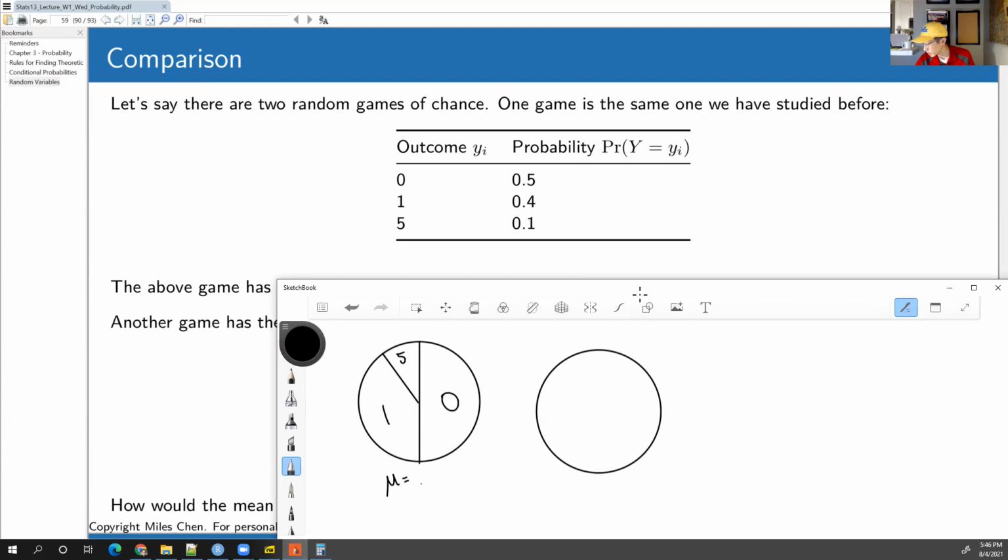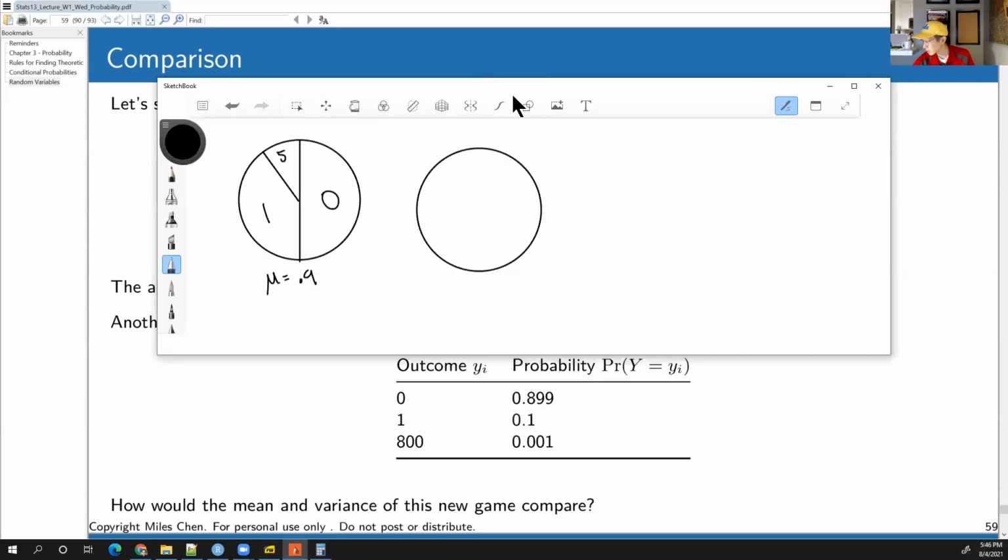And the mean here, if you do it, is going to be 0.9. Okay. And over here we've got something that looks like this. You're going to get 0 over here, you get 1 over here, and in this tiny piece, you get 800. And it's probably even smaller than this. The probability of this is 1 in 1,000.